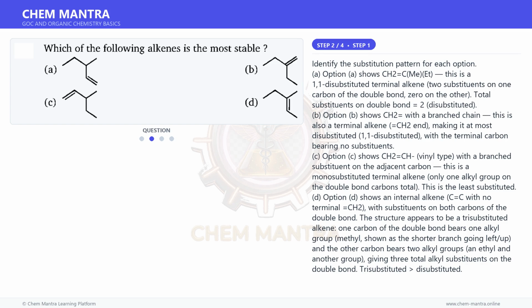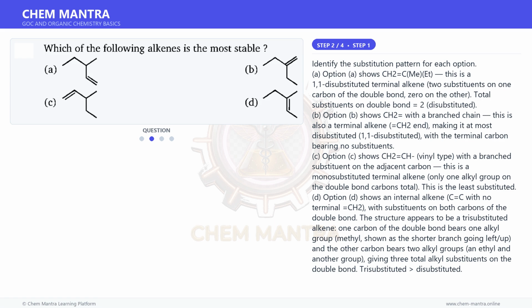Identify the substitution pattern for each option. Option A shows CH2=C, Me, Et. This is a 1,1-disubstituted terminal alkene: two substituents on one carbon of the double bond, zero on the other. Total substituents on the double bond equals 2, so it is disubstituted.